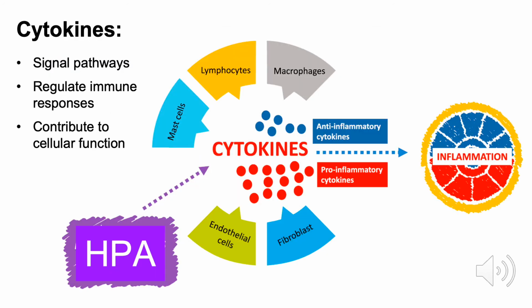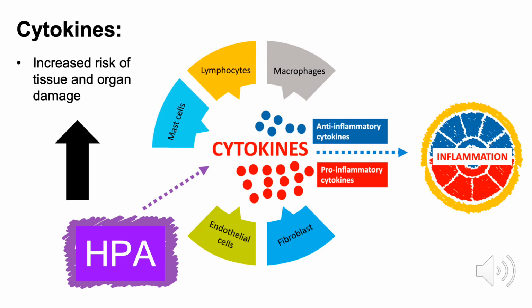Within a normal range, cytokines induce signal pathways within the immune system, regulate immune responses, and contribute to other cellular functions. At a beneficial level, cytokines can help eliminate infection, while chronically high levels are associated with an increased risk of tissue and organ damage.